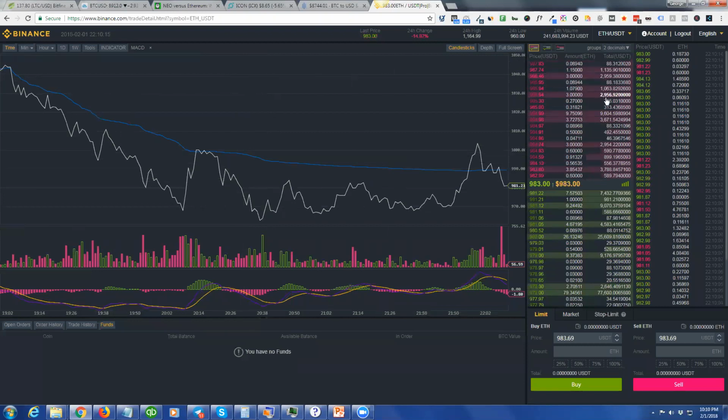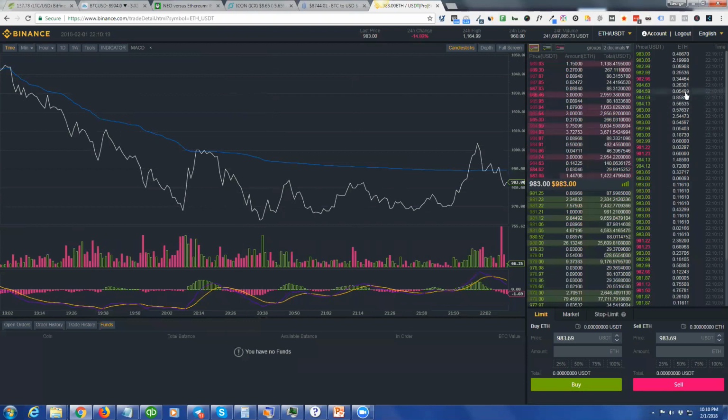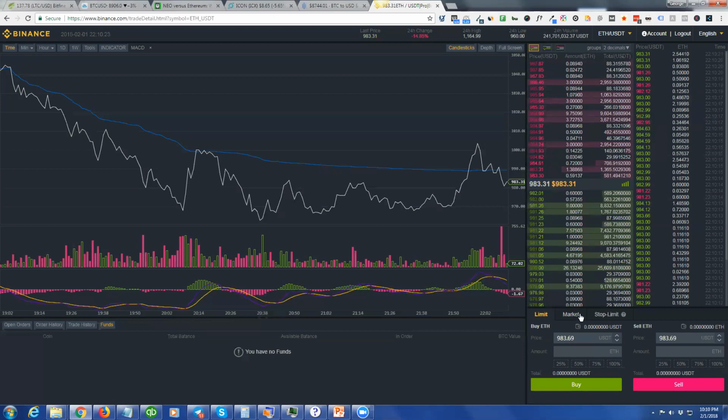And then you have your order book. Again, you have your ask, you have your bid, and then you have your orders. Again, they have a stop limit as well, but you also have your limit order. They use USDT, which again, you can think of as US dollars.